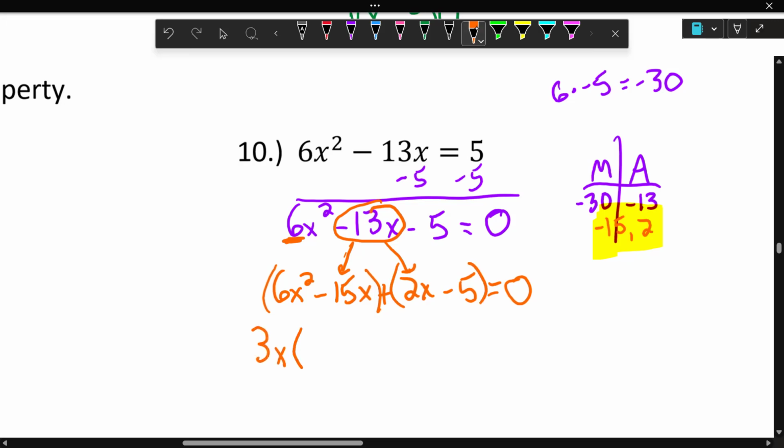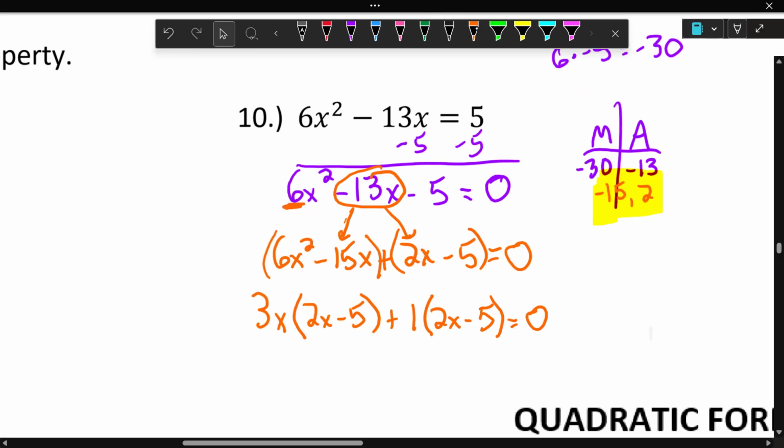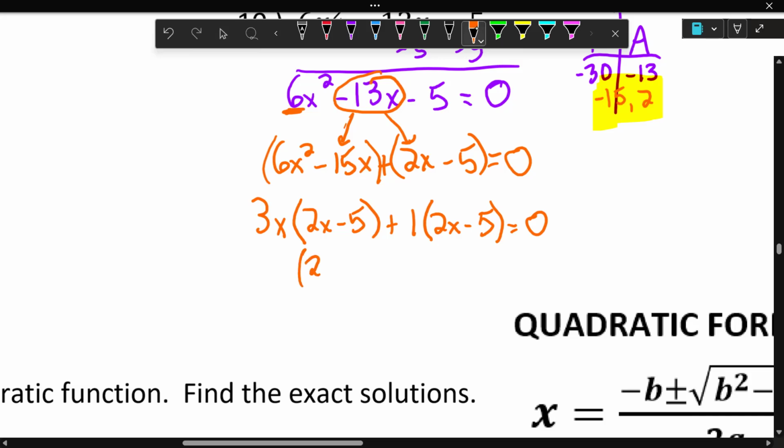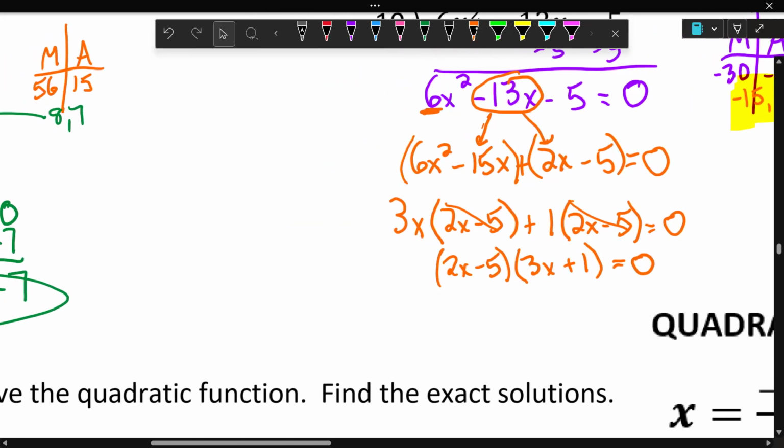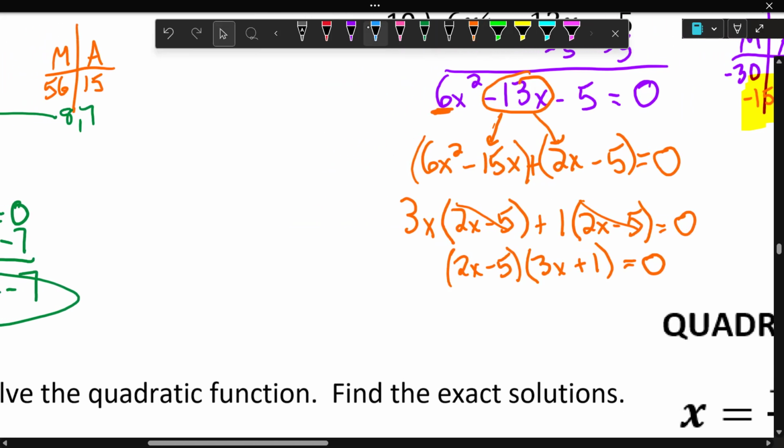We got 3x we can take out of there. We're left with 2x minus 5. We can take 1 out of there, and we're still left with 2x minus 5, which is exactly what we want. So we get 2x minus 5. We take that out of both terms. We're left with 3x plus 1. So again, either that first set of parentheses equals 0 or the second set. So 2x minus 5 equals 0 or 3x plus 1 equals 0.